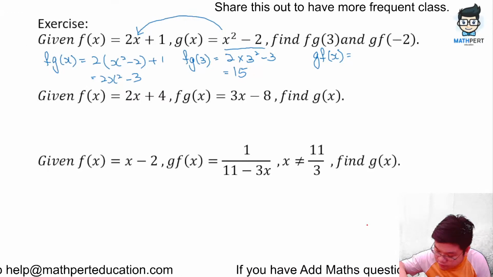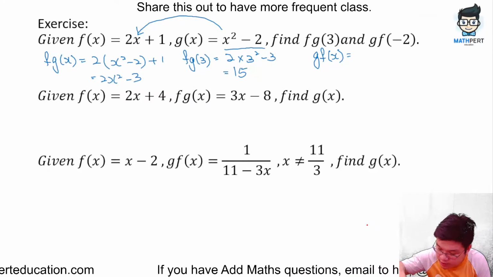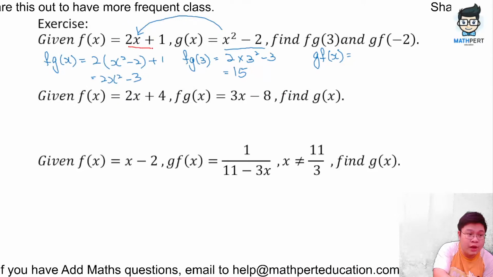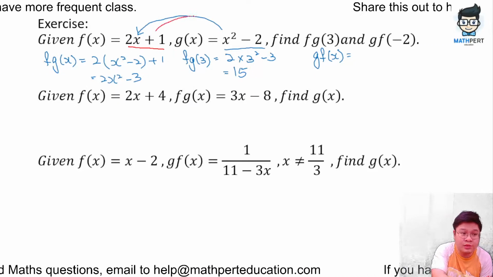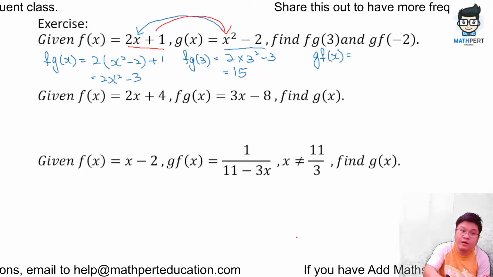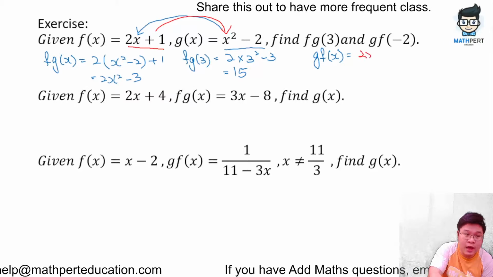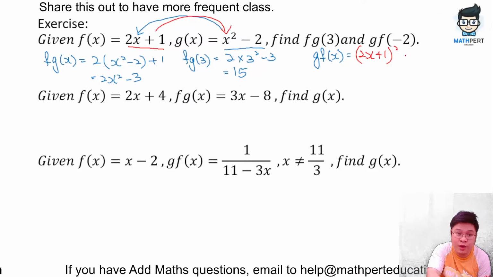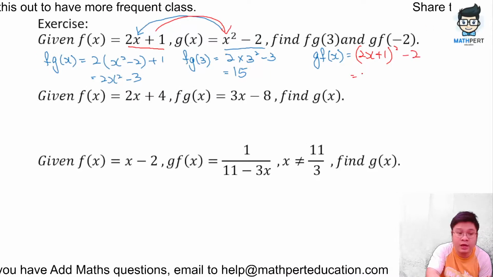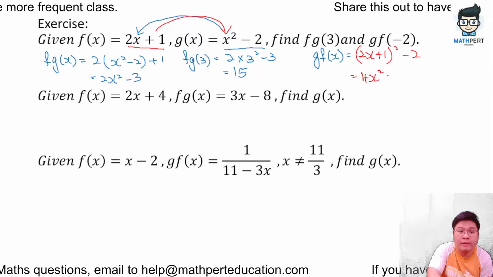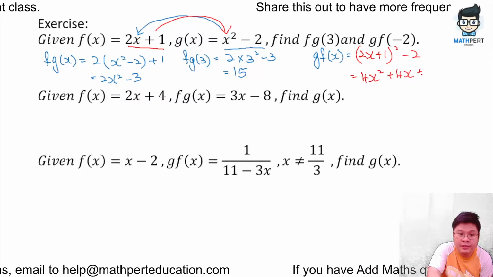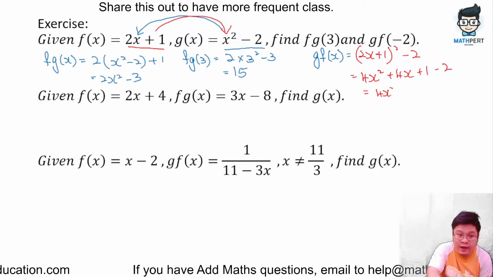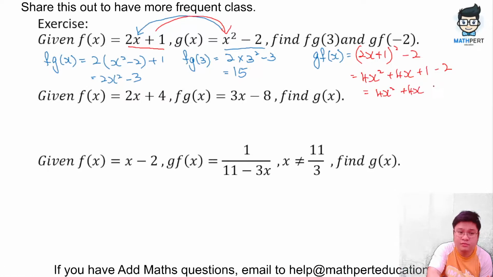Alright, any questions so far? Okay. So over here, we use this 2x plus 1. We substitute into the x over here. So meaning (2x plus 1) squared, because it is x squared, that's why we bracket and square, minus 2. So when you expand this, I will get 4x squared plus 4x plus 1 minus 2. You will get 4x squared plus 4x minus 1.